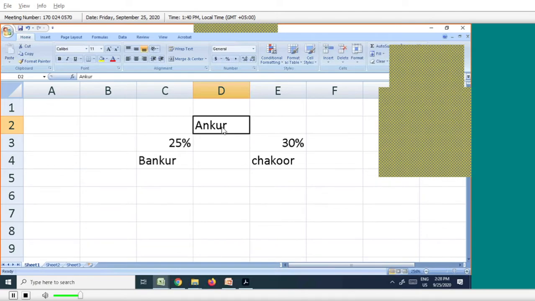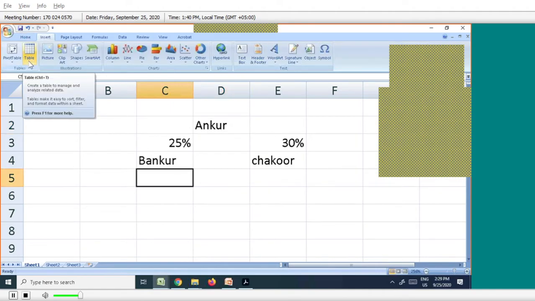That is one answer. But what they are asking in the material is whether Bankur and Chankur are related party. That is the question. You got it? They are asking whether Bankur and Chankur are related party or not. Now tell me.